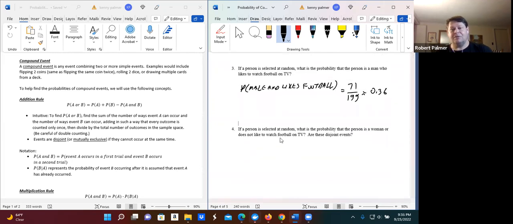Now, take a look at this next one. If a person is selected at random, what's the probability the person is a woman or does not like to watch football on TV? They ask, are these disjoint events? So this time the probability is the person is a woman or female, either way.